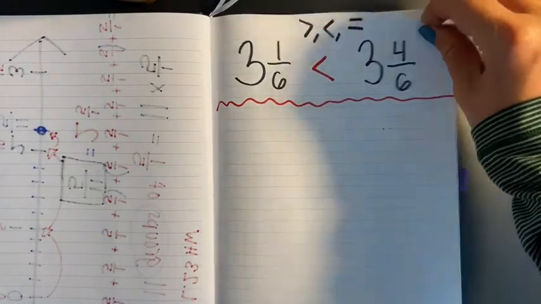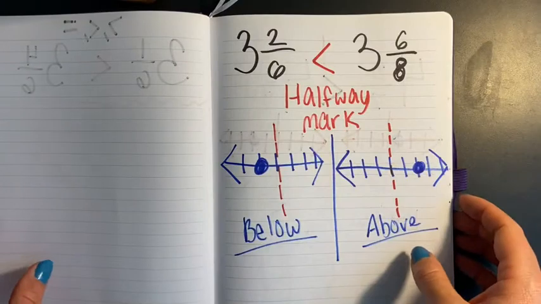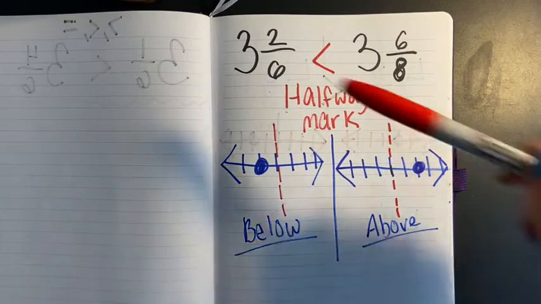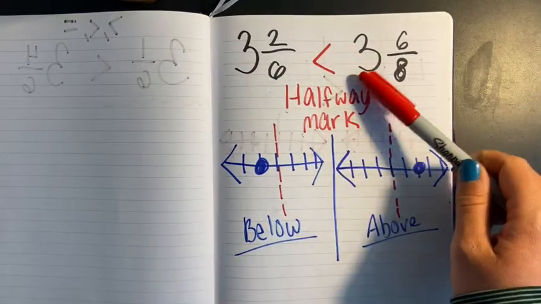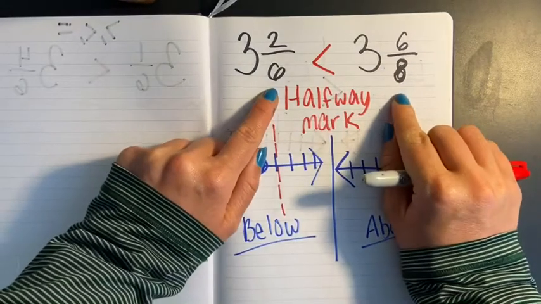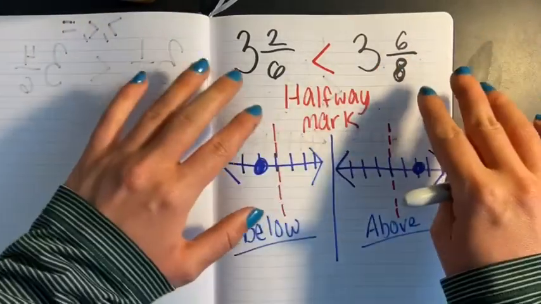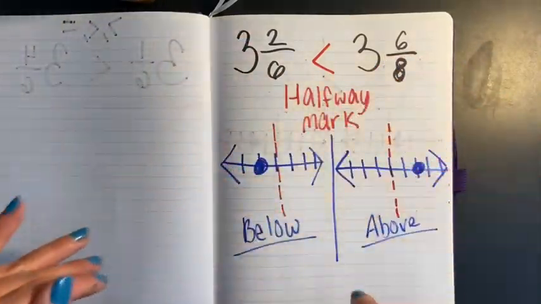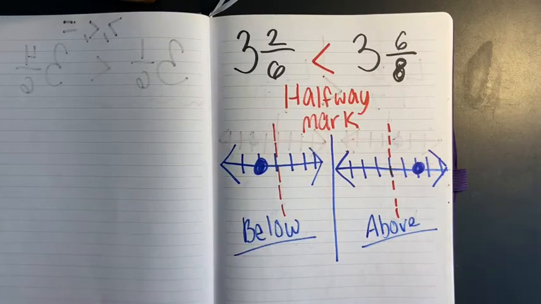So this review question shows that 3 and 4/6 is going to be greater than 3 and 1/6. The next question we went over comparing is 3 and 2/6 with 3 and 6/8. So unlike the previous question we just did, we have a different denominator. And as always, you can pause this video to write this down and work on it on your own, but I'm going to walk you through the steps.